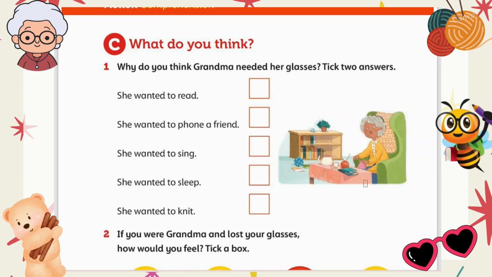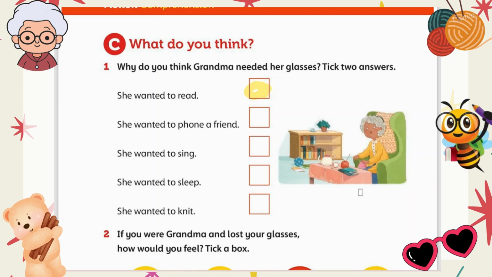So what I think is, because on this table was a book, maybe grandma wanted to read a book. So for me, grandma wanted to read a book. She wanted to phone a friend? If she wanted to phone a friend, but there is no phone around, so it cannot be. She wanted to sing? The glasses and singing are not relatable. Why would grandma like to have glasses for singing, right? She wanted to sleep? Why would she need glasses to sleep? You can sleep without glasses as well, right? So that's wrong. She wanted to knit.